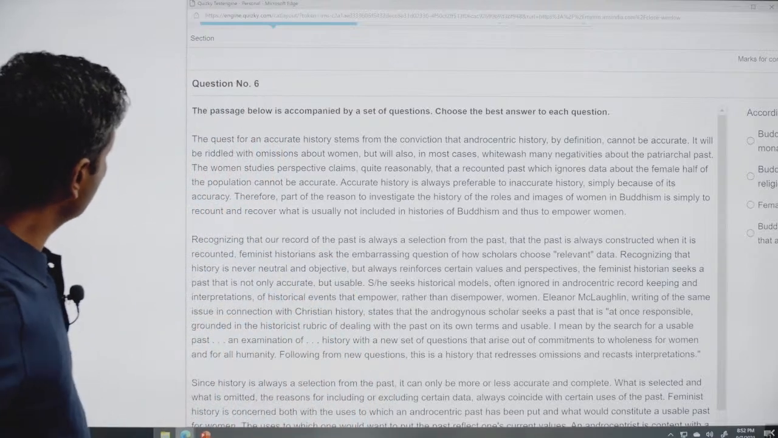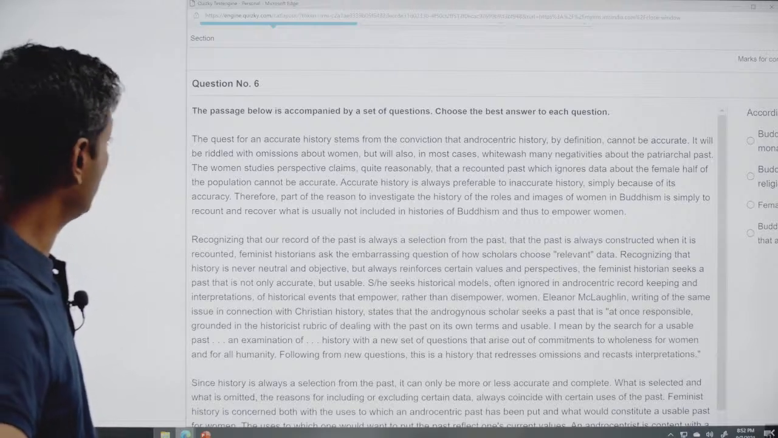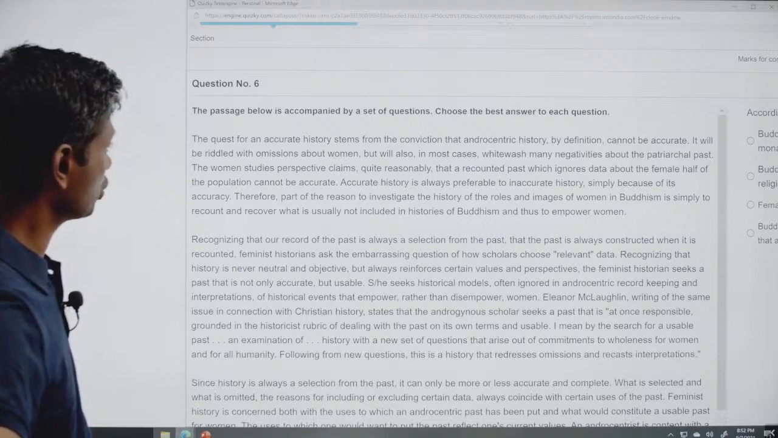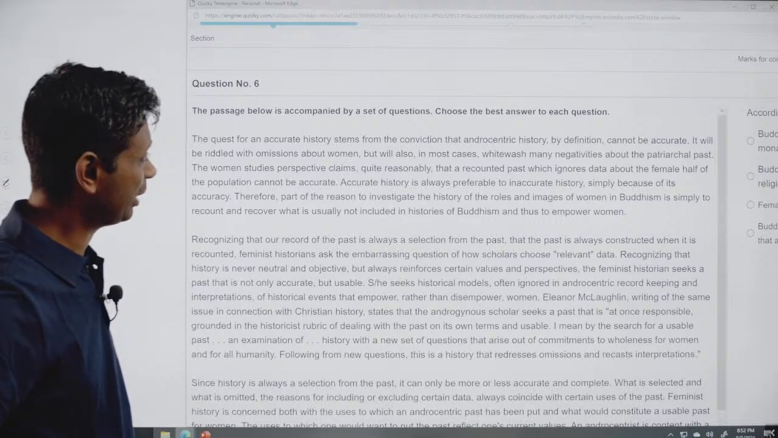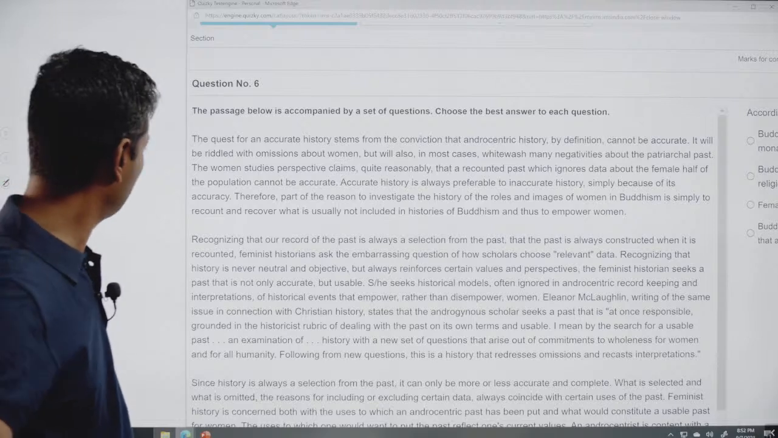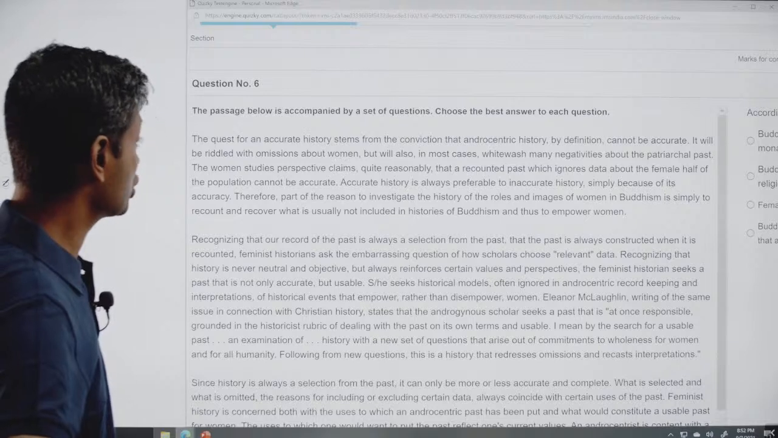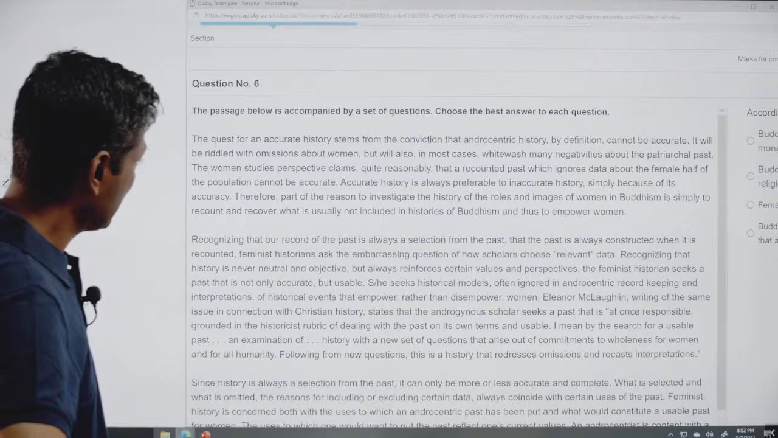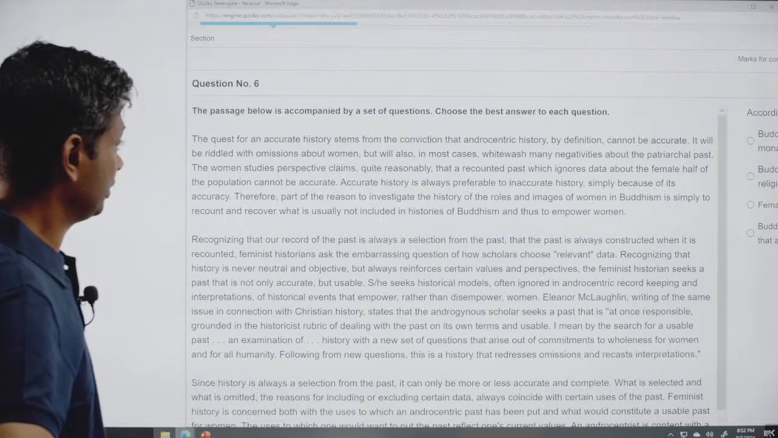The quest for an accurate history stems from the conviction that androcentric history, by definition, cannot be accurate. It will be riddled with omissions about women, but will also, in most cases, whitewash many negativities about the patriarchal past. So, focusing on men, leaving out women, and whitewashing many negativities. The women's studies perspective claims, quite reasonably, that a recounted past which ignores data about the female half of the population cannot be accurate. Accurate history is always preferable to inaccurate history, simply because of its accuracy.